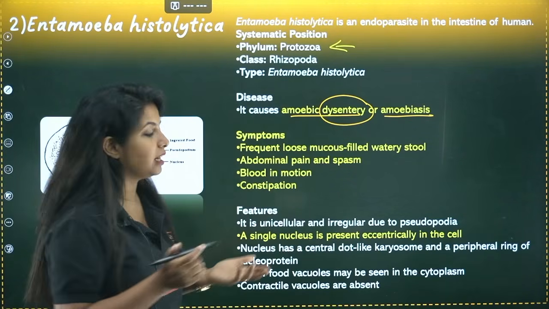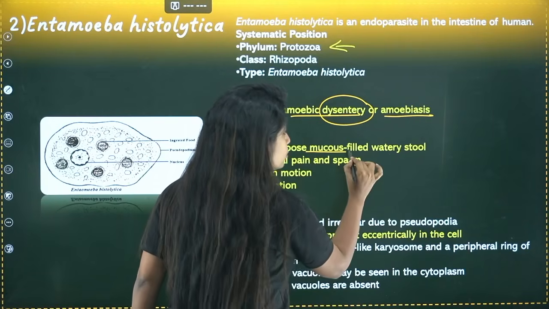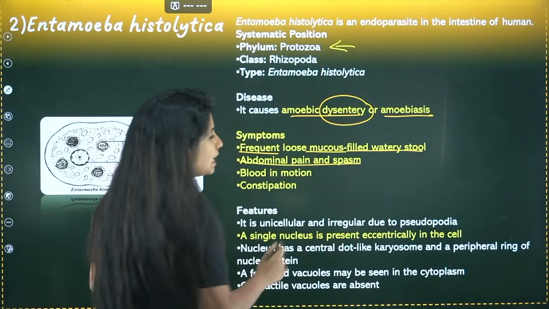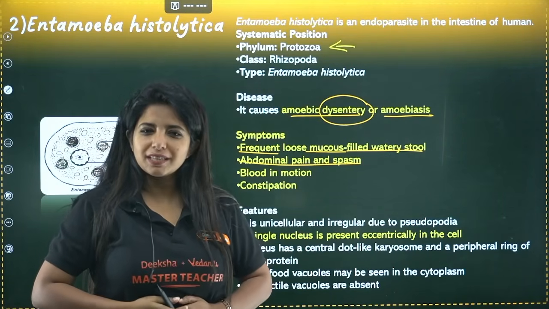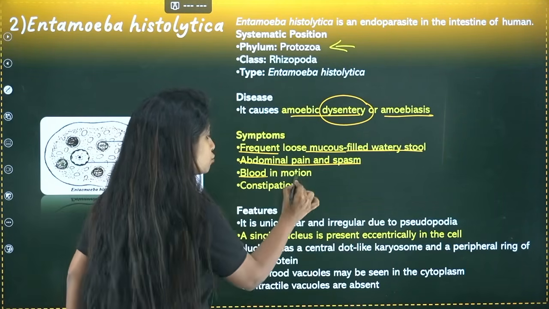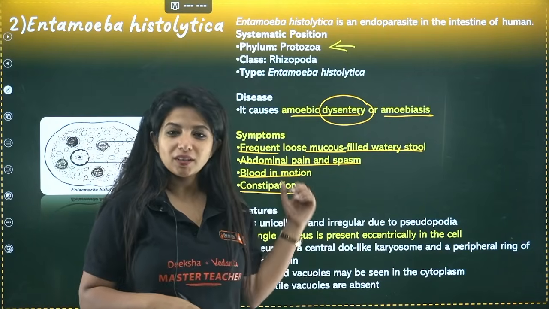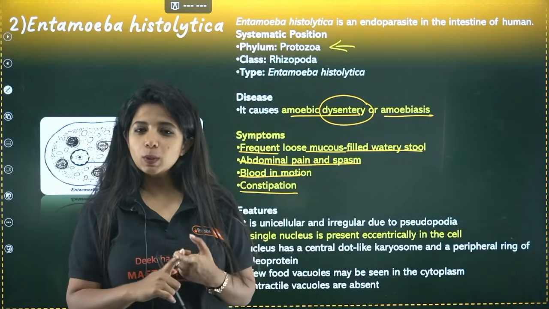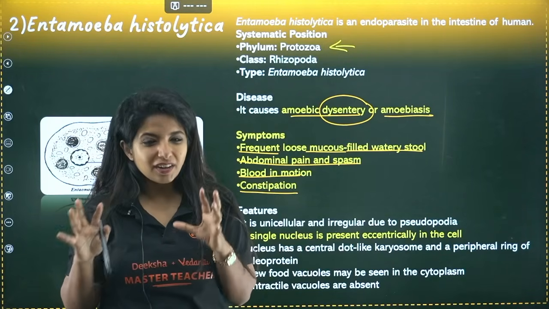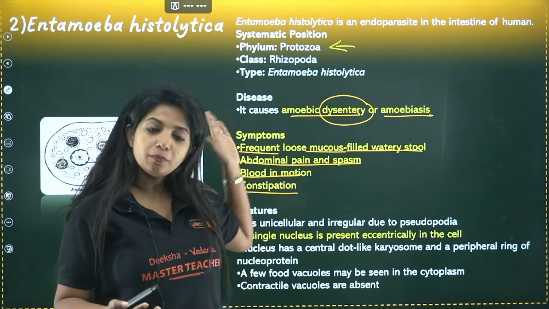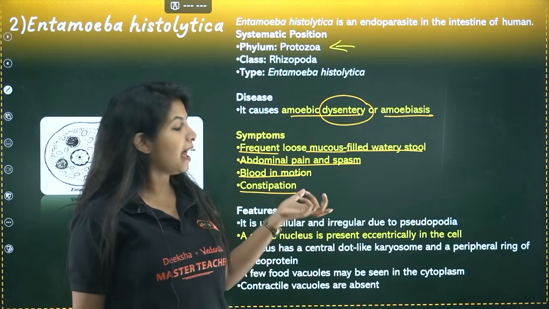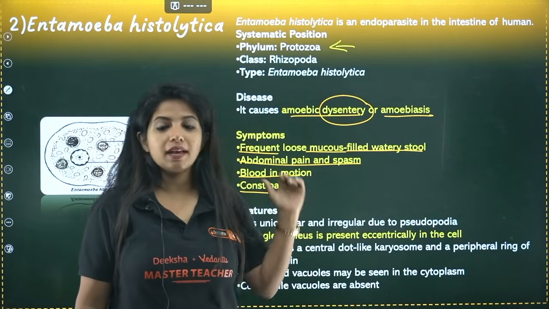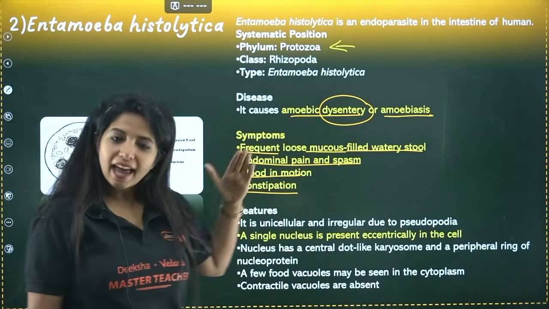So what will you usually find? You will find frequent loose mucus filled watery stool, and also blood will be there. Abdominal pain and cramps or spasm will be there. Something is happening over here, so obviously you will have it. Blood in the motion and constipation. If not loose motion, then constipation. Okay. So frequent loose mucus filled watery stool, and you can put the next point as blood in the stool, and also abdominal pain will be there, and there will be constipation. So please write the symptom as well as the disease. You will get your marks and have some extra point.